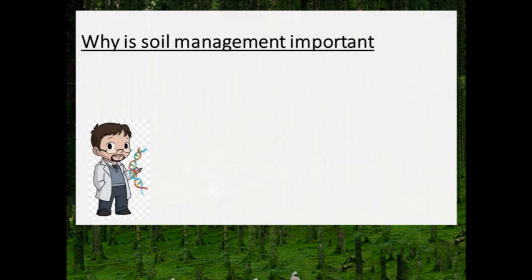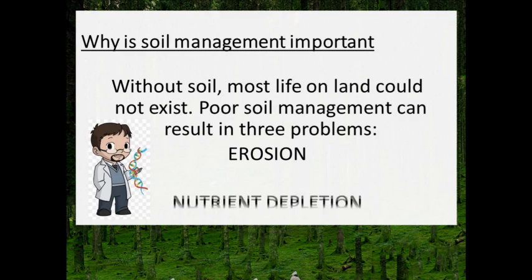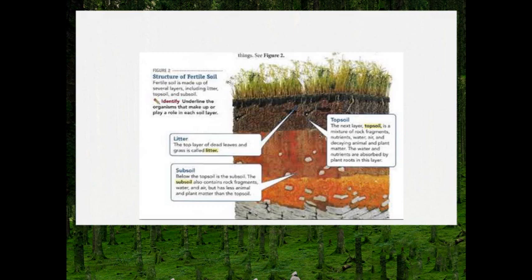And why is soil important? Without soil, most life on land could not exist. Poor soil management can result in three problems: erosion, nutrient depletion, and desertification. The illustration here is the structure of fertile soil: topsoil, the litter, the subsoil, and the bedrock.